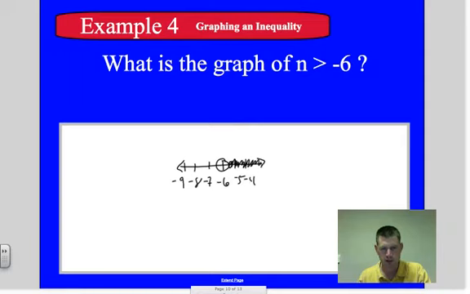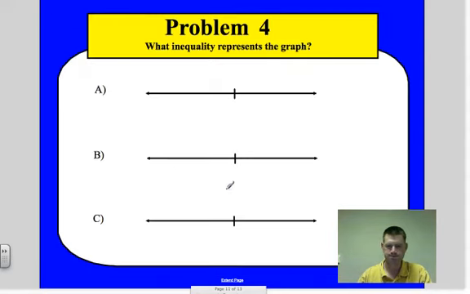And again, pick a number in this shaded region, even if it's not something you have. I know that if I keep going this way, I'll reach 0. Is 0 greater than -6? Yeah. So there's your graph. Okay, problem number 4, represent the inequality of the graph. So we want to write the inequality from what they gave us.